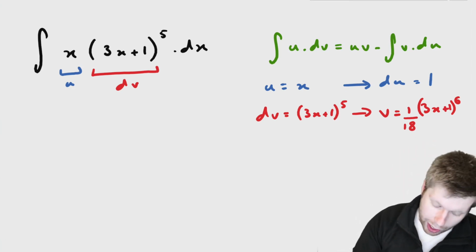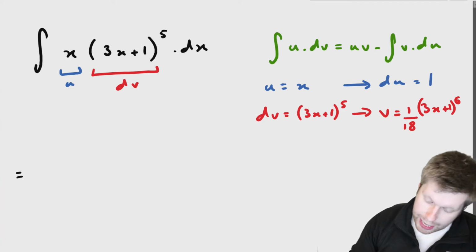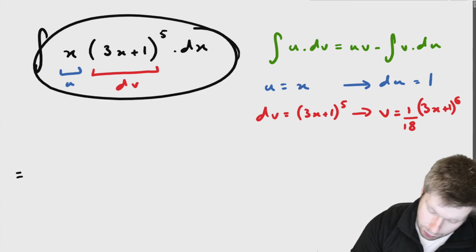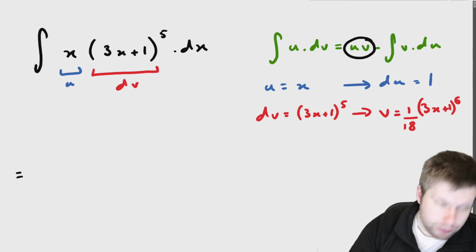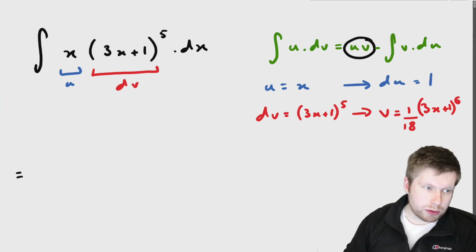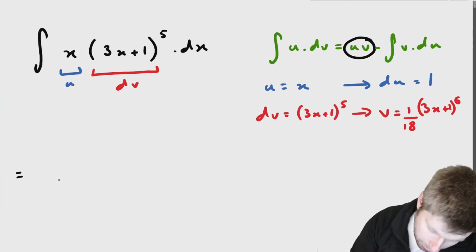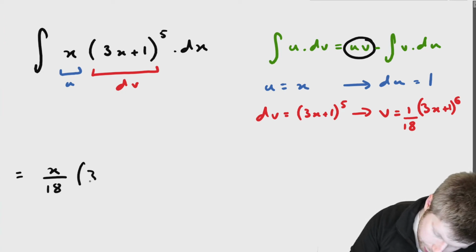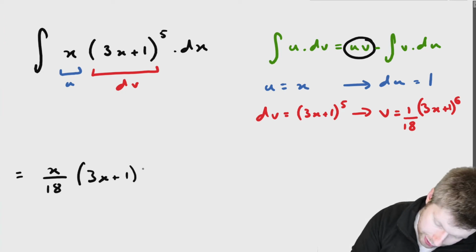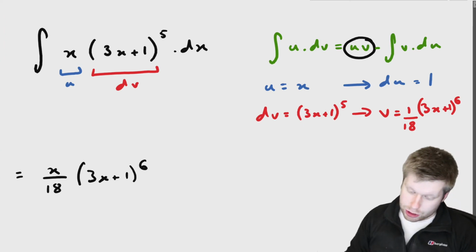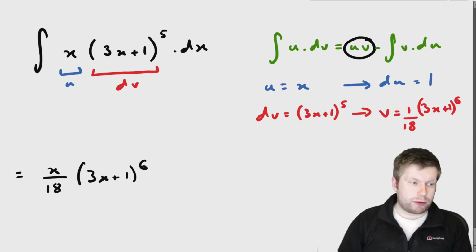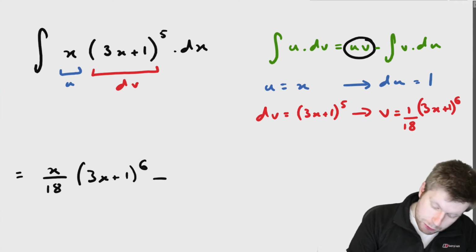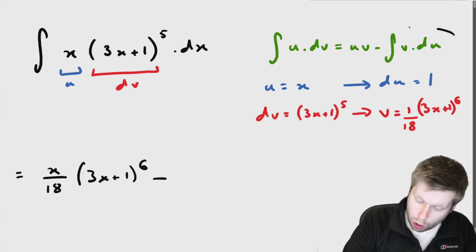So now I'm in a position that I can actually use my formula. So I'm saying that the integral of this thing should be equal to u times v first of all. Look at the first part of my formula, my u times v. That's going to be x times 1/18, so x over 18, times (3x plus 1) all raised to the power of 6. Okay, so that is just simply going to be u times v. Okay, but then I'm going to need to subtract the integral of v du.